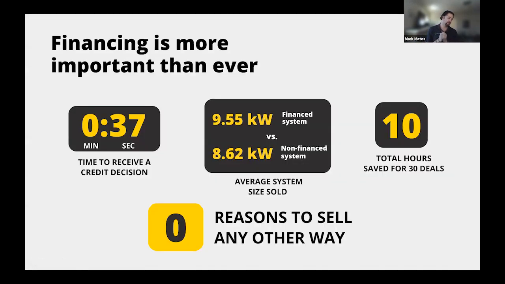So this is the piece where I talk about efficiency. This is the sales process. 37 seconds is the average time that it takes to get a credit decision from when your homeowner opens up the credit application. So that is saving a tremendous amount of time, and it's incredibly efficient to have it all in one portal. I'm sure you all have used integrated finance options, but with OpenSolar, we've really built out an in-depth integration where there's a lot of elements to it that make your life easier.